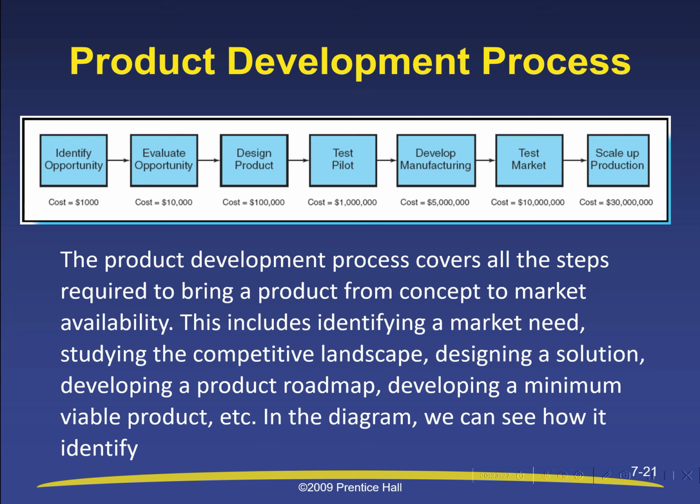In the diagram, we can see how it identifies opportunity when cost is $1,000, how it evaluates opportunity when cost is $10,000, how it designs product when cost is $100,000, how it tests pilot when cost is $1 million, how it develops manufacturing when cost is $5 million, how it tests market when cost is $10 million, and how it scales up production when cost is $30 million.